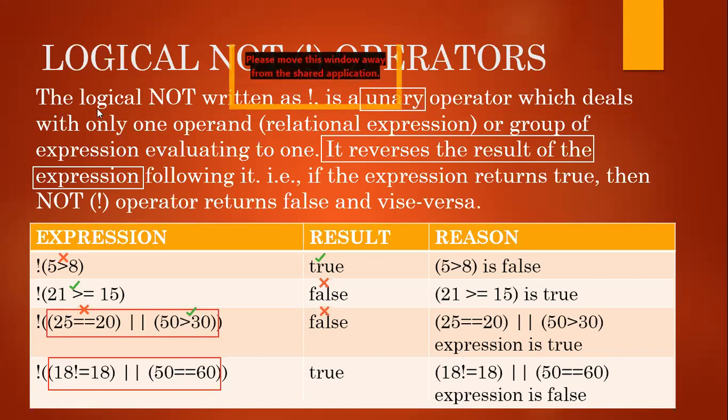The same way, look at this. Now, what is this? 18 is not equal to 18. Is it true or false? You will find 18 is equal to 18, so this is false, because it says 18 is not equal to 18, which is wrong. 18 is actually equal to 18, so this is wrong. And 50 is equal to 60? Even this is wrong.